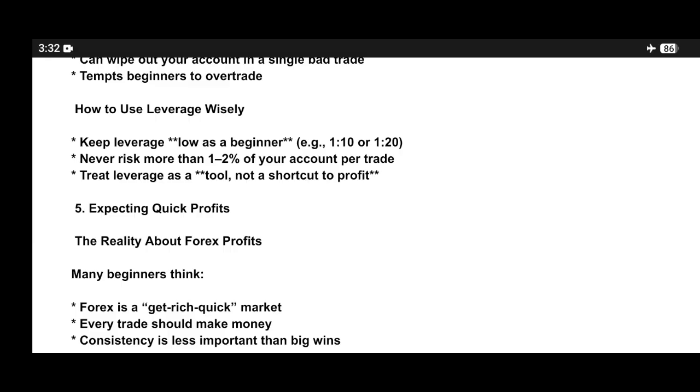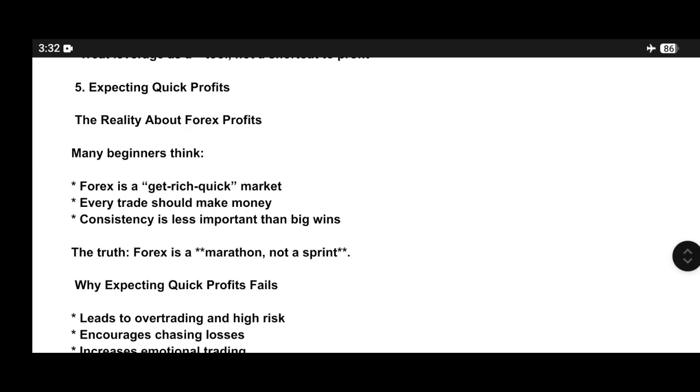Number five, expecting quick profit. The reality about Forex profit is that many beginners think Forex is a get rich quick scheme. Every trade should make money. Consistency is less important than a big win. The truth is this, Forex is a marathon and not a sprint.